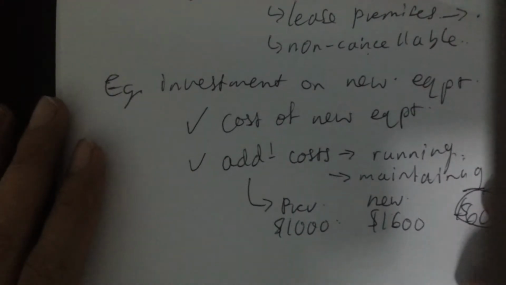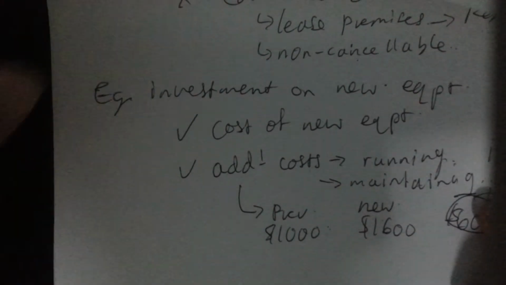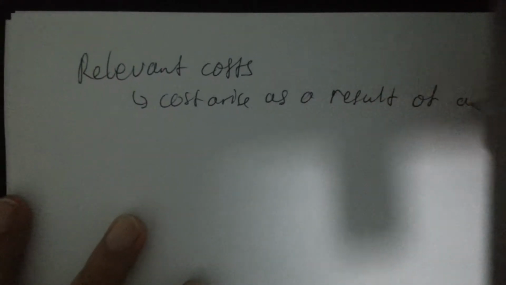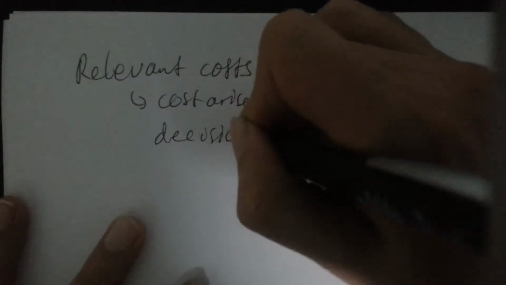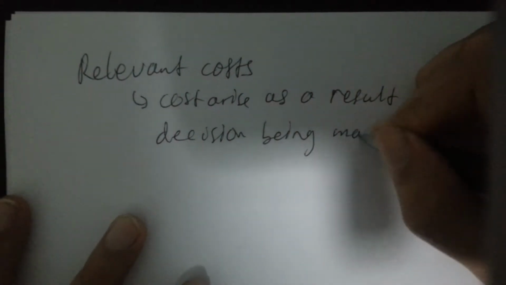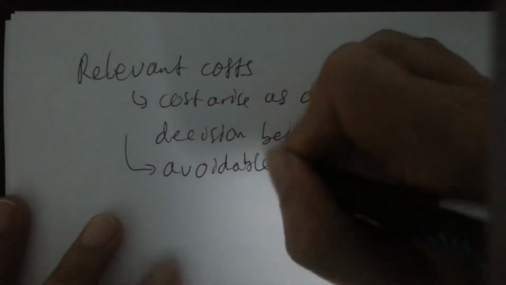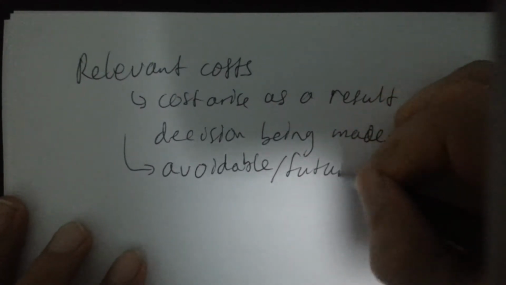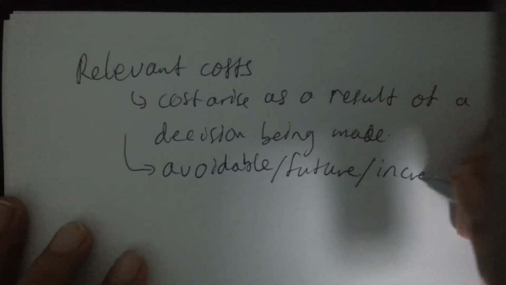Now, I have actually touched on a few very key examples. Now, I'm going to summarize what is relevant cost. As mentioned to you before, relevant costs would be any cost that would arise as a result of a decision being made. It has to be costs that are avoidable. It has to be costs that will occur in the future. It has to be costs that are incremental.